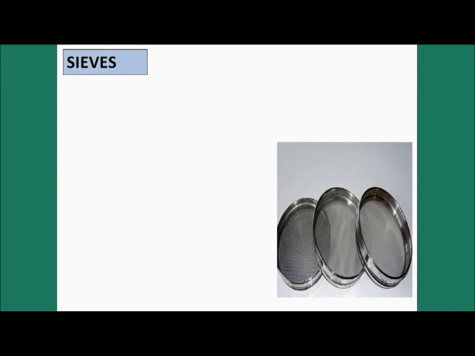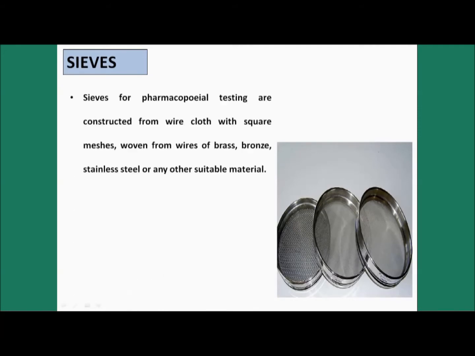Now sieve. So what is a sieve? So this is a sieve, right? Here you have the fine lines with apertures through which the powder will pass. Sieves for pharmacopoeial testing are constructed generally with wire cloth, with square meshes. They have square meshes, I will show you, and they are woven from wires of brass, sometimes bronze, or even stainless steel or any other suitable material.